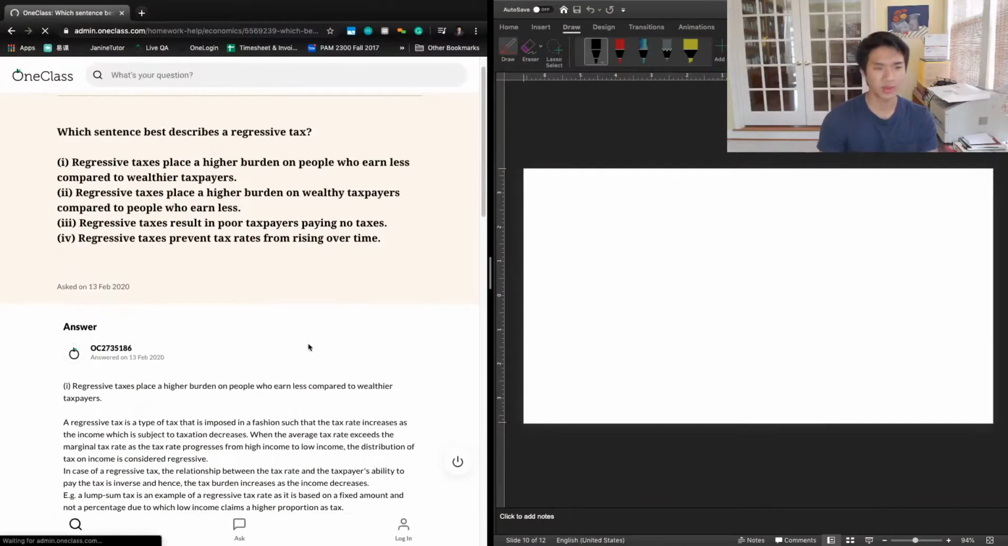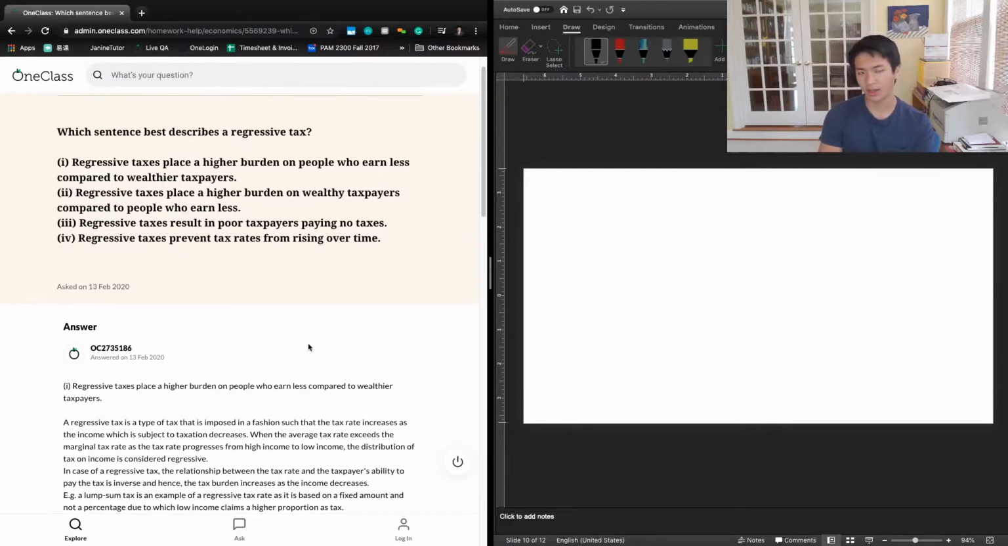So the next question says, which sentence best describes a regressive tax? One says, regressive tax places a higher burden on people who earn less compared to wealthier taxpayers. 2 says, regressive taxes place a higher burden on wealthy taxpayers compared to people who earn less. 3 says, regressive taxes result in poor taxpayers paying no taxes. And 4 says, regressive taxes prevent tax rates from rising over time.